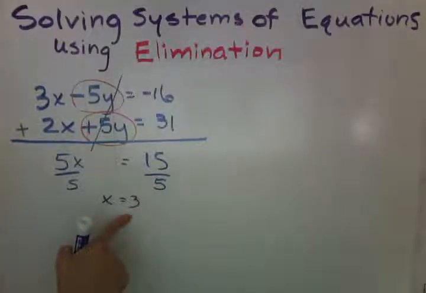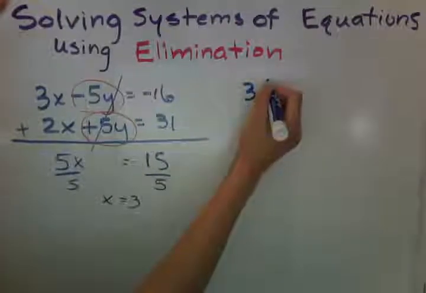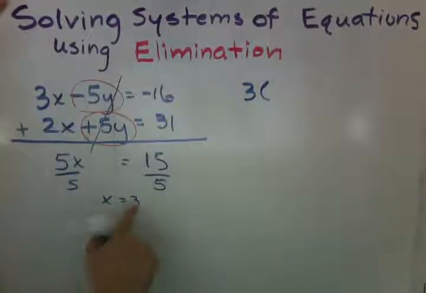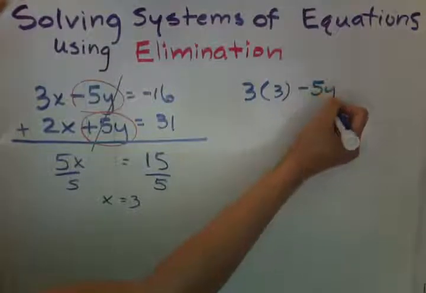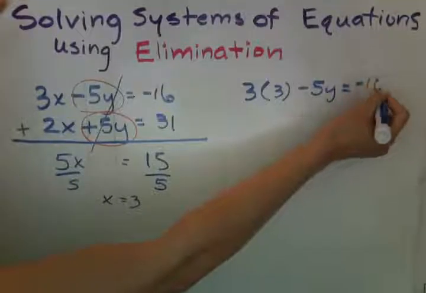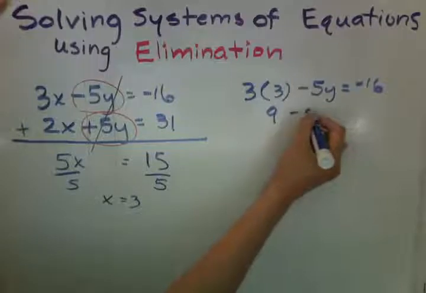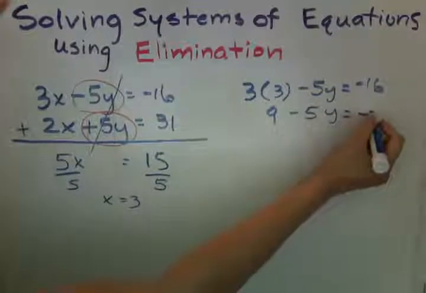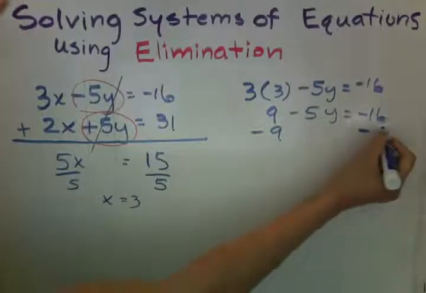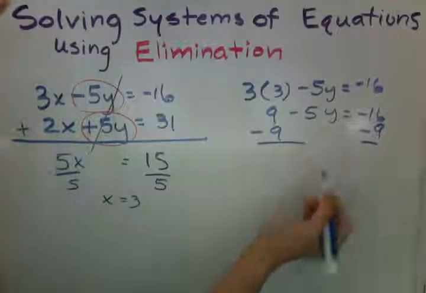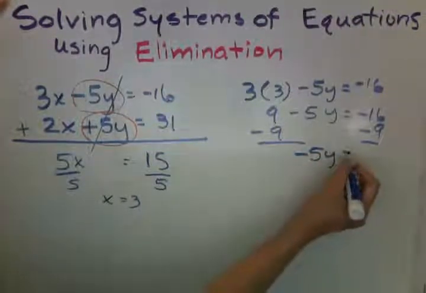And then we can go ahead and plug 3 into either equation. So I'm just going to plug it into the first one. Now x is 3, so we go ahead and substitute that there. Minus 5y equals negative 16. Here we're going to solve for y. Go ahead and subtract 9 to both sides. Now you can solve for y in any way you want as long as we get the same answer. There's usually more than one way to solve for these.